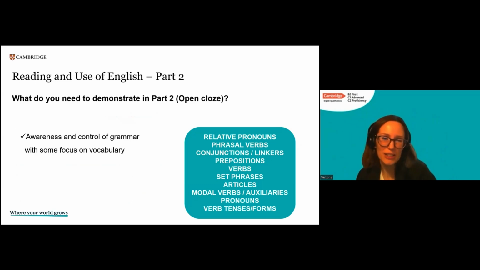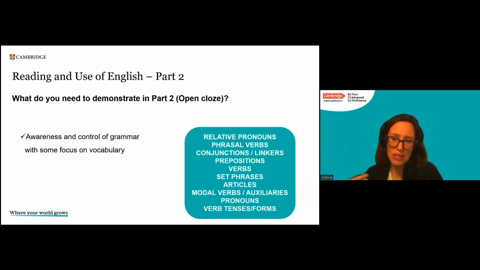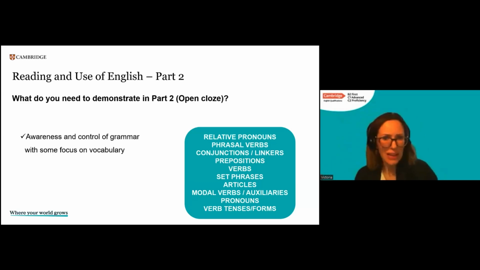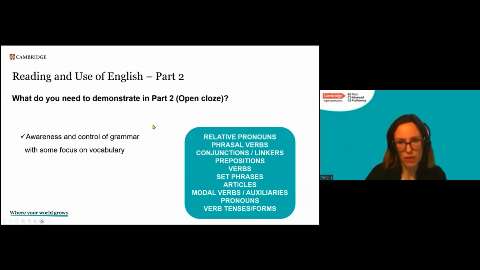Okay. Here we are talking about a text with gaps, but we don't have any options to choose from. What is the testing focus here? We want to check your awareness and control of grammar, and there is also some focus on vocabulary. So we are going to be looking at pronouns, phrasal verbs, linkers, prepositions, articles, set phrases, modal verbs, okay? So grammar words in a sense, in this part of the exam.